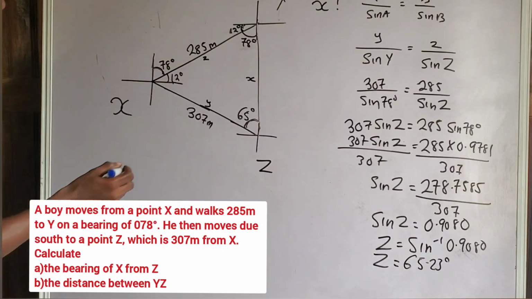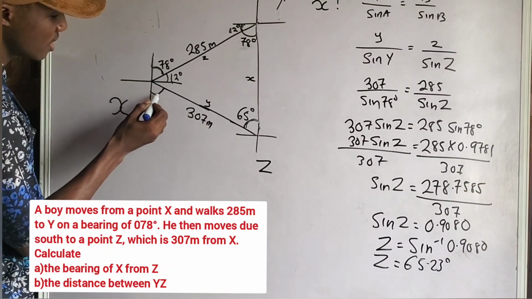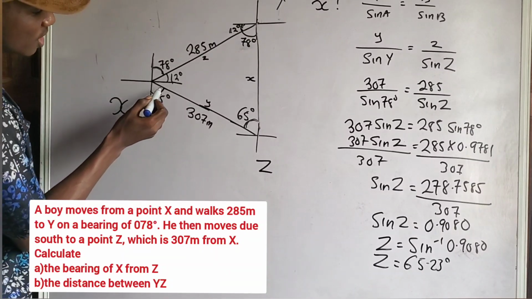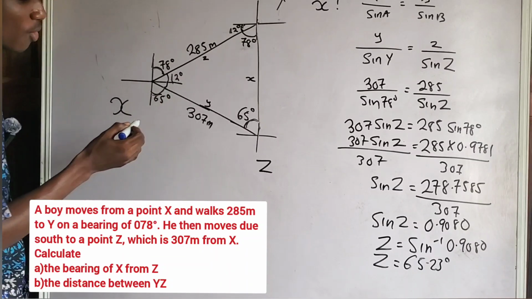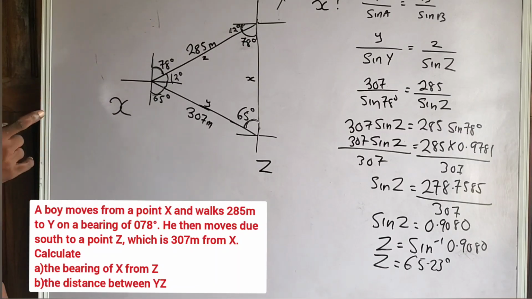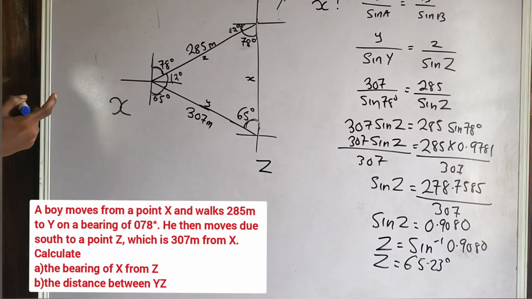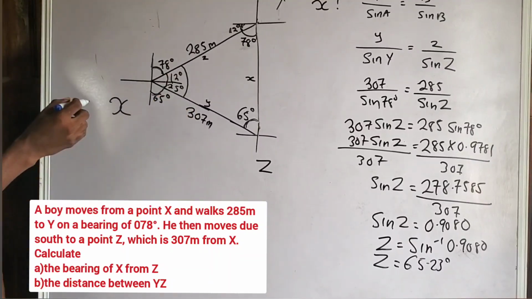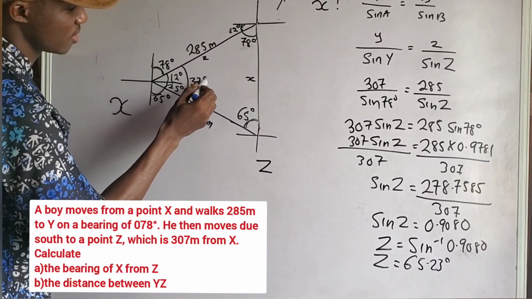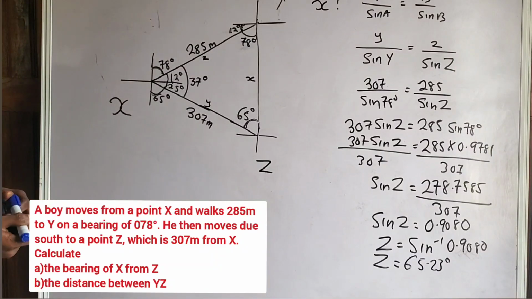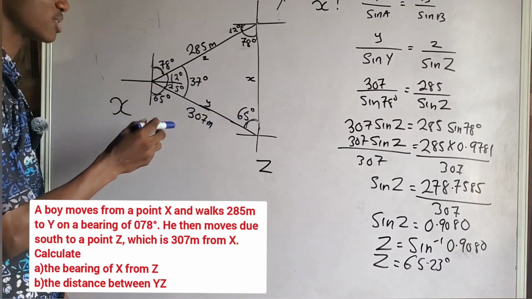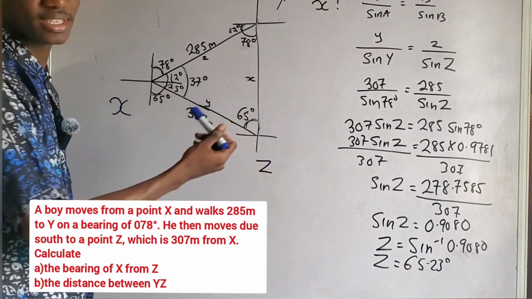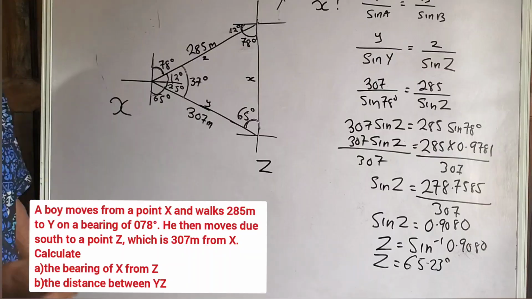Now if this angle is 65 degree, this angle will also be 65 degree. Do you know the reason? Because they are alternate to each other. Are you getting it? So the smallest angle that is here will be 90 minus 65 degree, and that is 25 degree. So the sum of angle that is here is 37 degree. The reason why I need this angle is because I want to find the total angle that is here, so that I can make use of cosine rule to determine the distance between Y and Z. Do you understand? If you understand, listen to the explanation again.